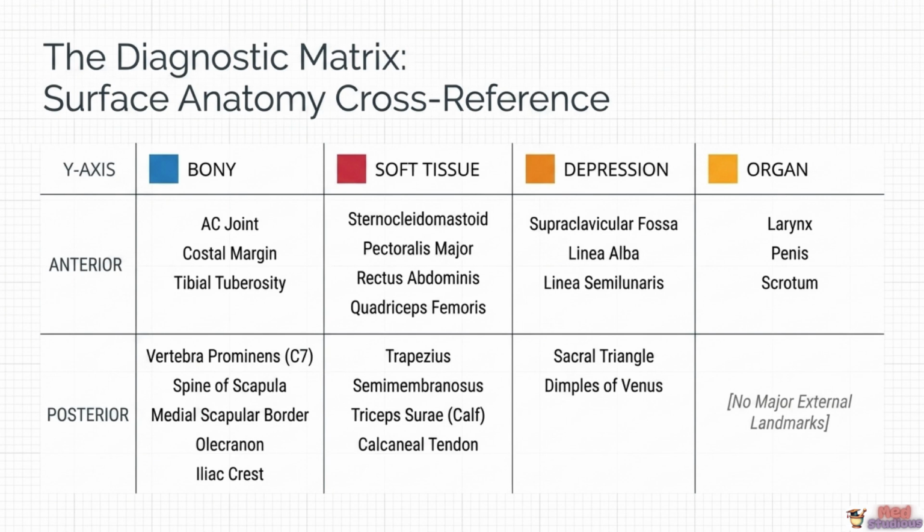On the posterior surface, bony landmarks include the vertebral prominence at C7, the spine of the scapula, the medial scapular border, the olecranon, and the iliac crest. Soft tissue landmarks include the trapezius, semimembranosus, triceps surae calf, and Achilles tendon. Posterior depressions include the sacral triangle and dimples of Venus. The posterior surface has no major external organ landmarks.